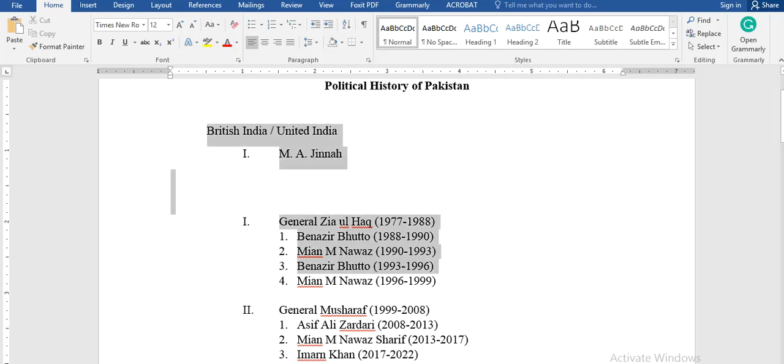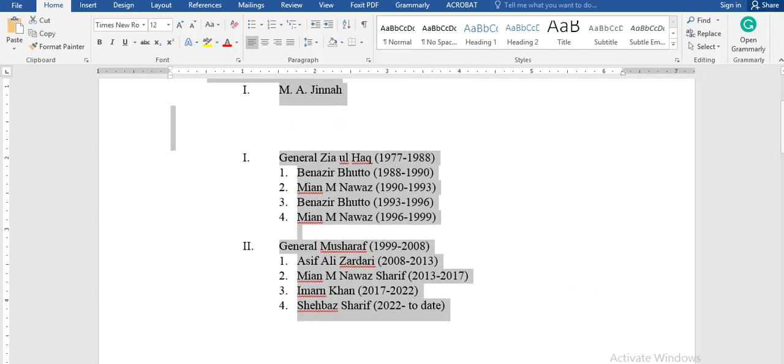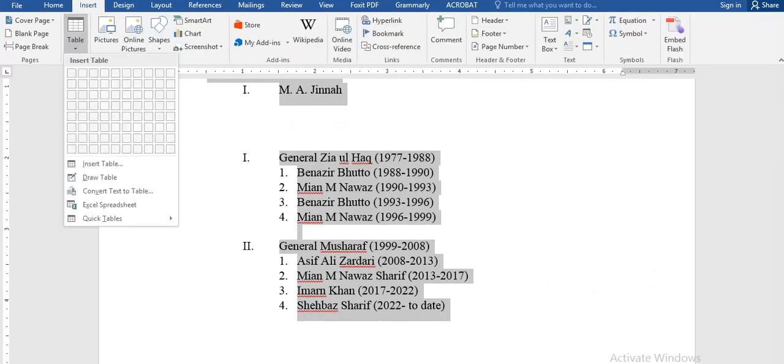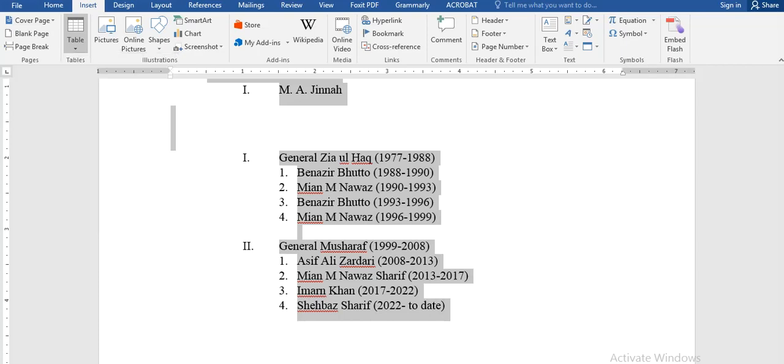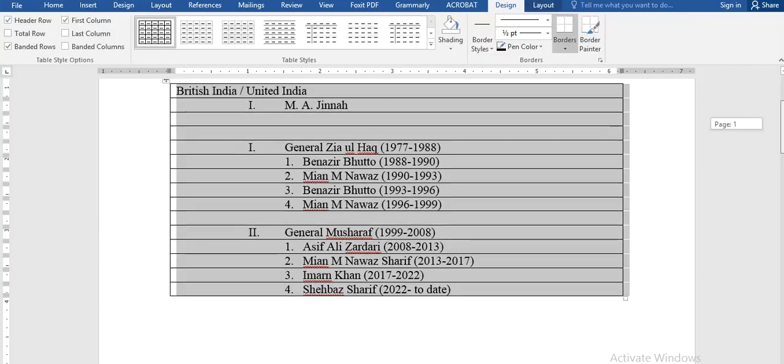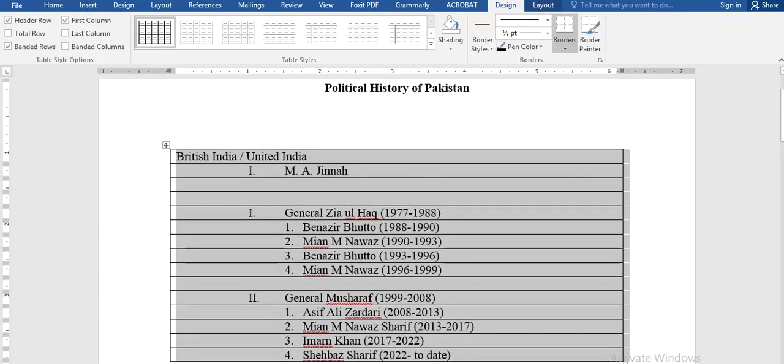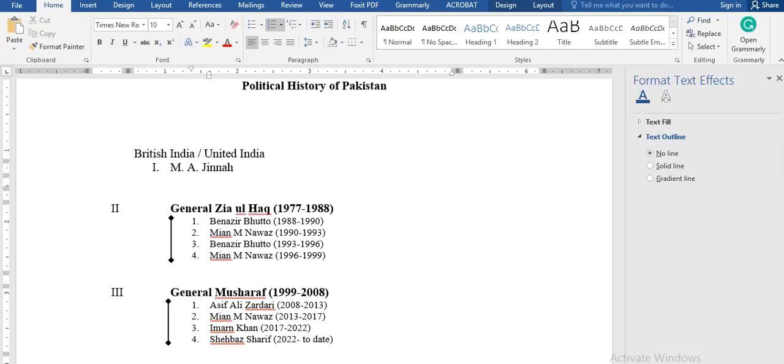So, to make it look better, let me insert a table. So let me do some formatting, and I'm pausing the recording. So I have made a little formatting change to make it look better.